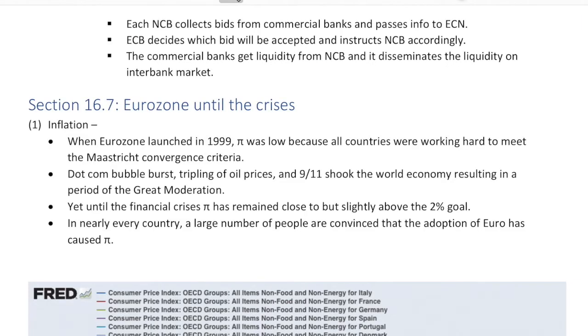Okay? So now that we have talked about different components and principles of becoming a member, principles that govern the European Central Bank, and criteria to become a member of the European Union, let's talk about how the Eurozone, with its common central bank, has performed until the financial crisis of 2007. Let's look at different components, starting with inflation.